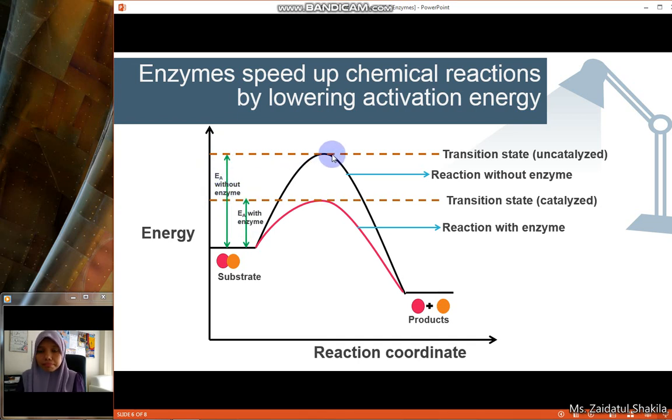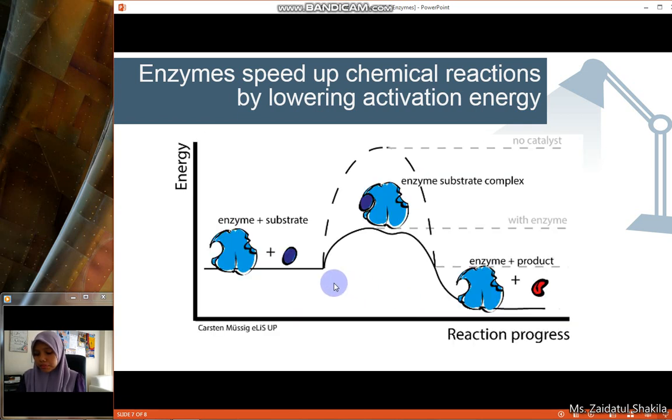Okay, so the enzyme, as I said before, lowers the activation energy of the reaction. So you can see the red line with a lower energy level. It means there is less energy needed by the substrate to reach the transition state and form products. So here is another example of exergonic reaction with the presence of enzyme. This reaction can lower the activation energy and produce product more quickly compared to the reaction without enzyme.